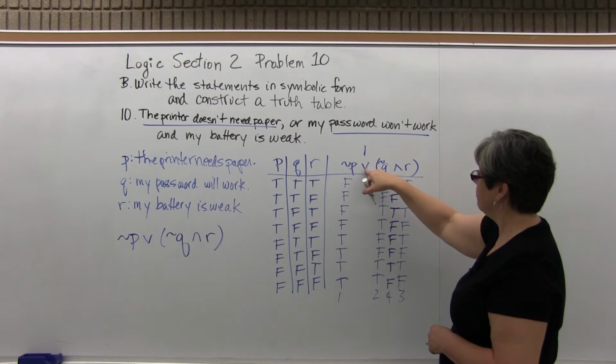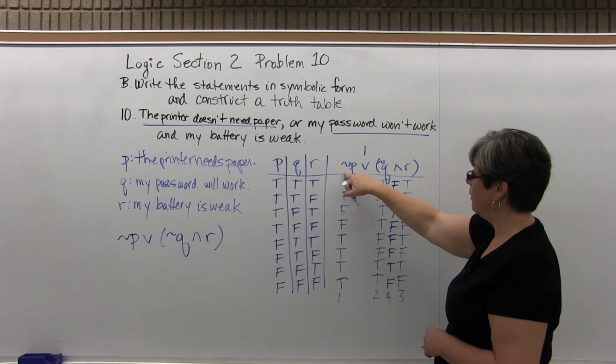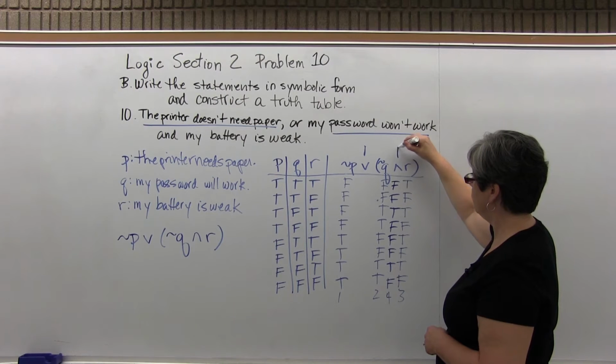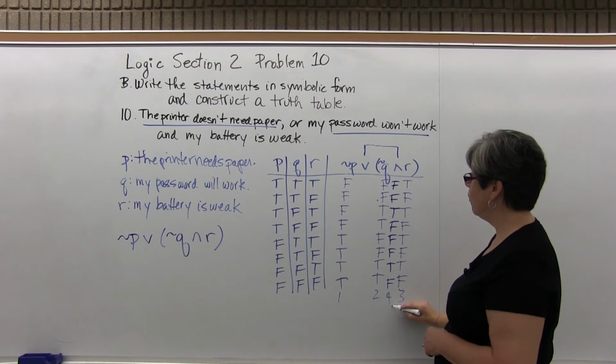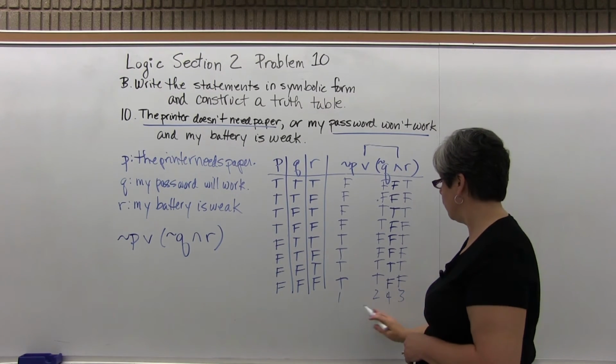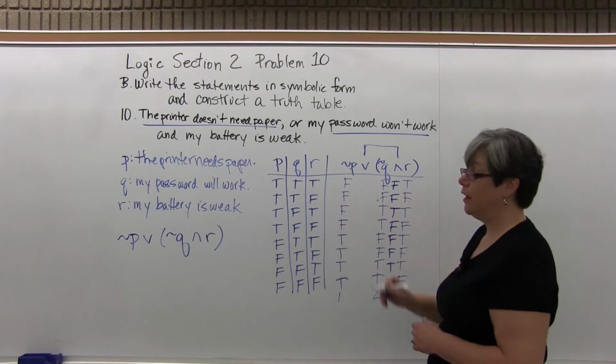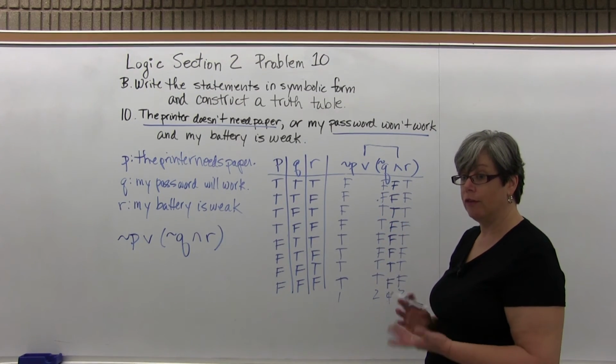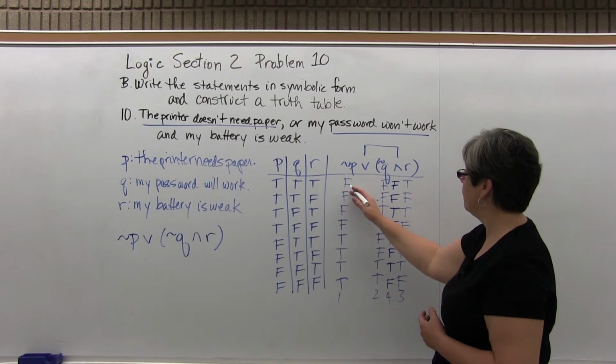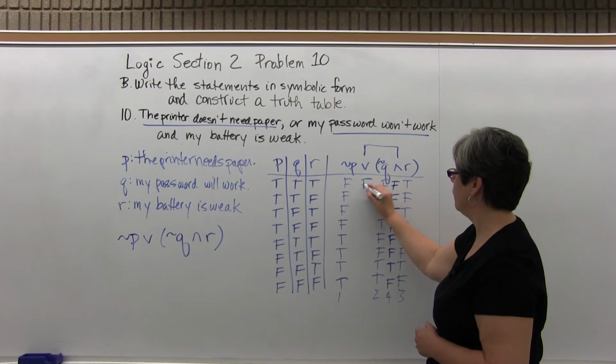We want to combine the or with the negation of P and the entire parentheses, which means column 4 that we just came up with. So columns 1 and 4 will come together here. We're doing the or statement. We remember that the or will be true if either one of them is true. So a false or false will be false.